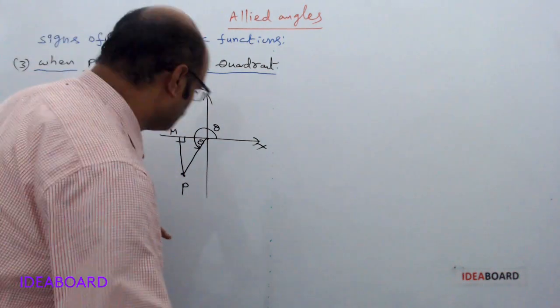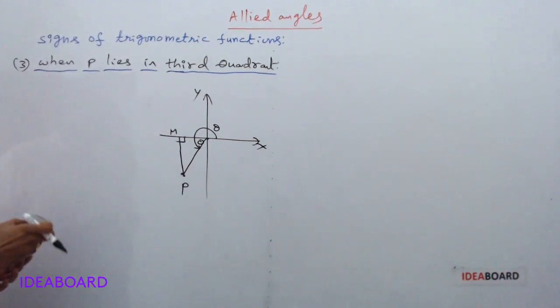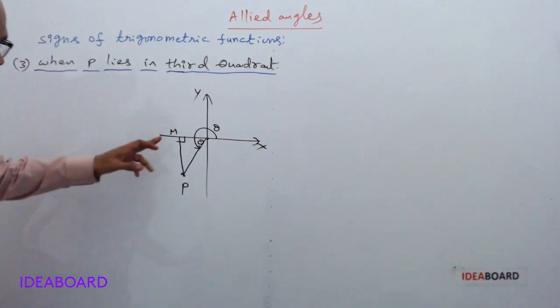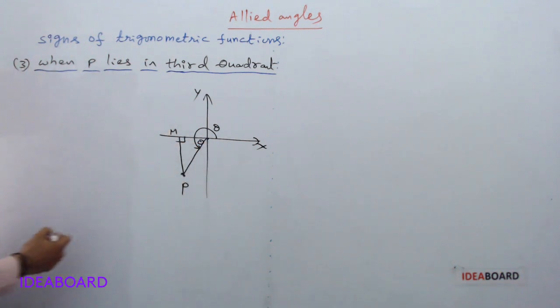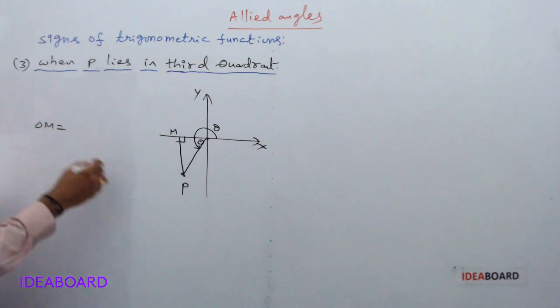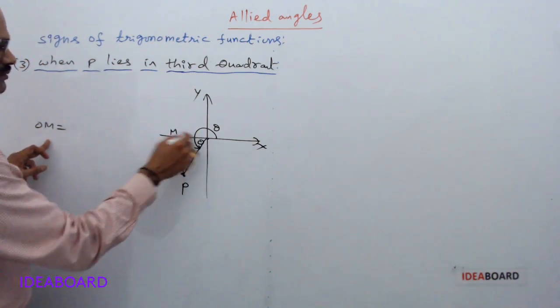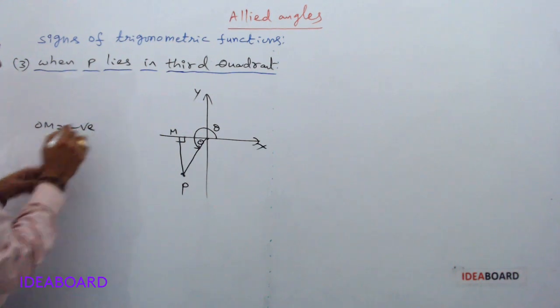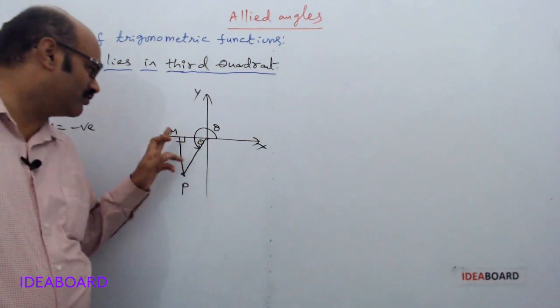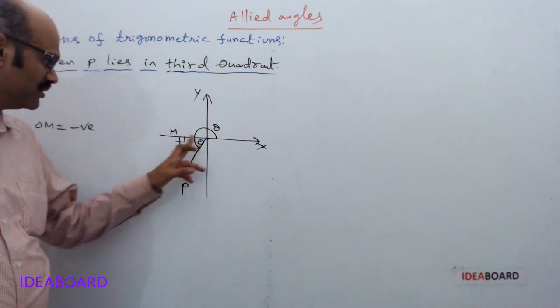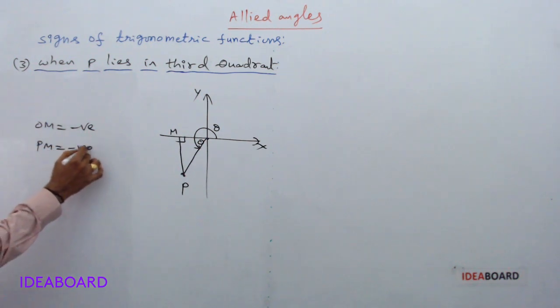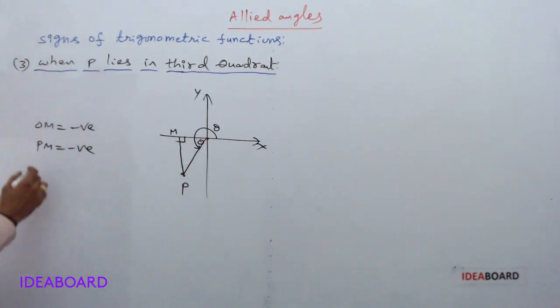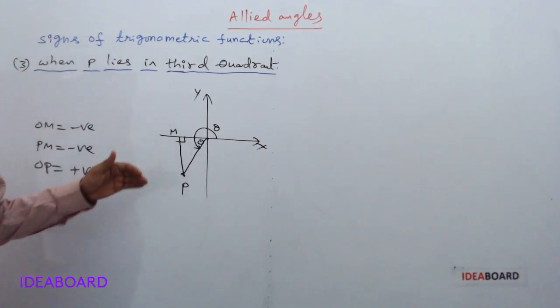First let us write what are positive, what are negative. Then we will write the formula. Here, from the diagram, the length OM equal to negative. In the third quadrant we know that both x and y coordinates are negative. So here we can take OM negative, PM is also negative. We know that the hypotenuse OP is always positive. Now let us write the six trigonometric functions.